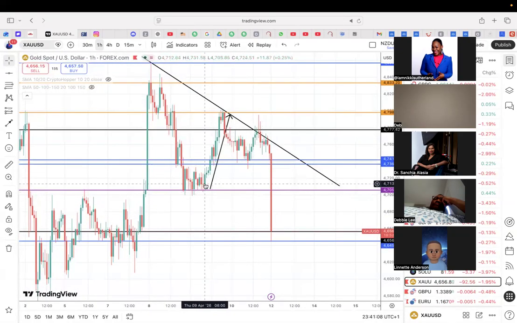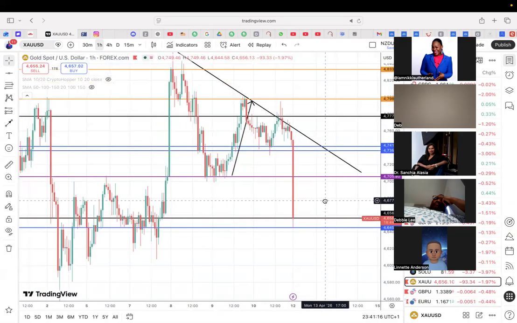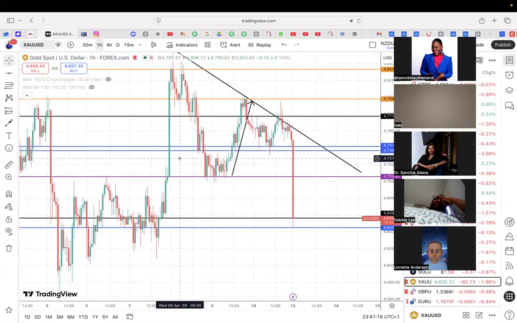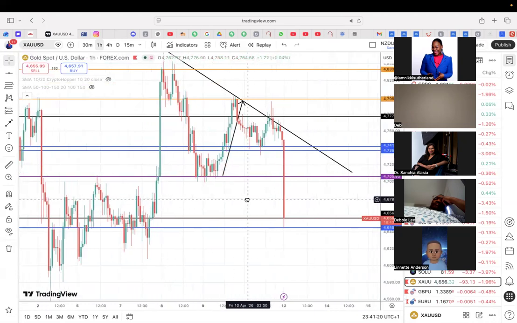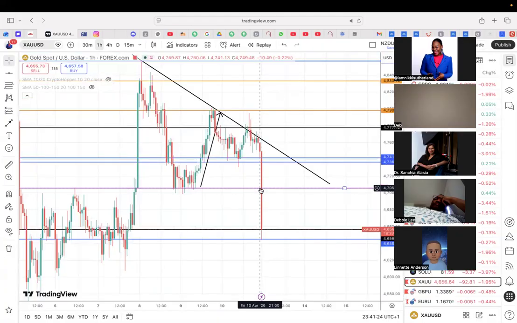So it's hit here multiple times, pushed up, come back down. We're expecting it to push up, but actually it broke the structure. I want you to write that down. A break of structure suggests a change in direction. So we could now be looking at selling instead of buying.